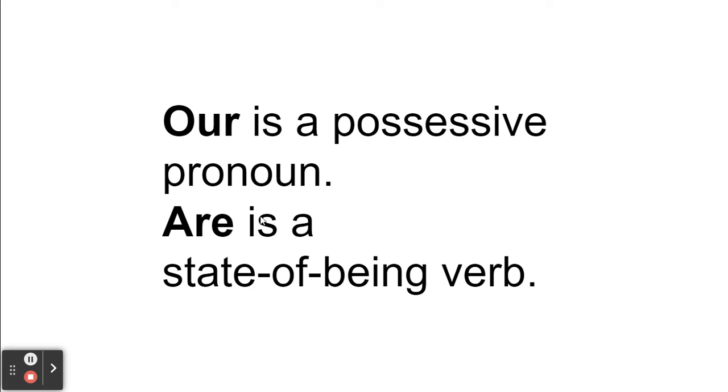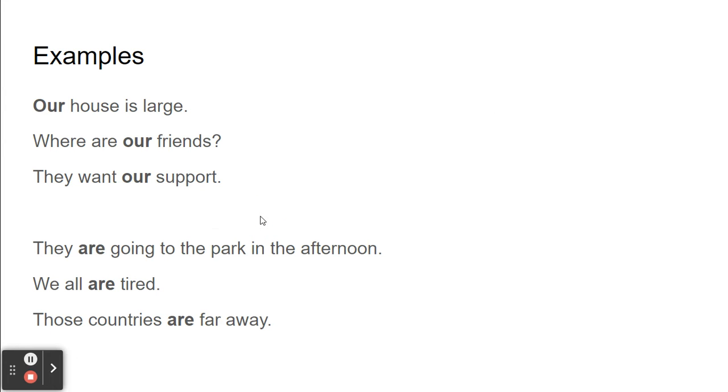Next, we have our. OUR is again a possessive pronoun, and this time it doesn't belong to it. The thing we're talking about belongs to us now, or we. Then we have ARE, which is a state of being verb. A state of being verb tells us how something is, the way something is. Some state of being verbs are am, is, was, were, are, and be. Here are some examples of how to use those words.